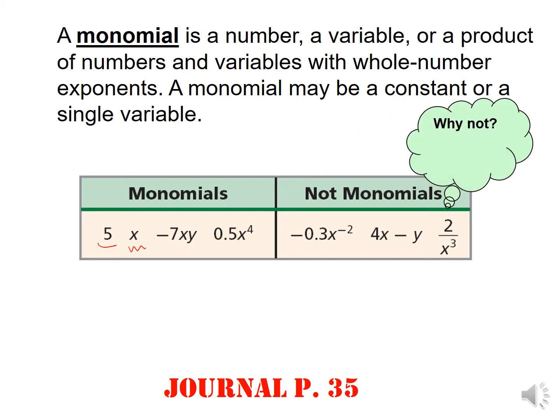So why aren't these monomials? Well, this is not a whole number exponent. This is a sum or difference. It is not a product. And this one, the exponent is in the bottom, in the denominator, and so if you simplified it, it wouldn't have a whole number exponent.